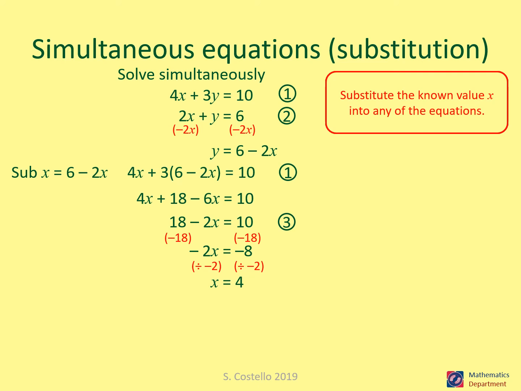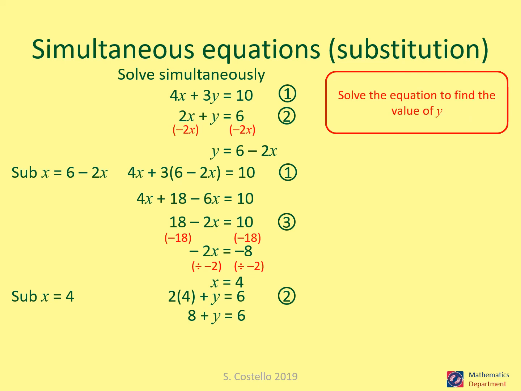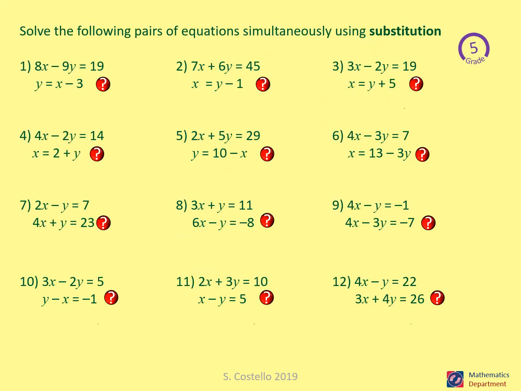So we substitute the known value of x into any of the equations. So substitute x equals 4 into line 2, and we end up with 8 plus y equals 6. So we solve this equation to find the value of y. Minus 8 from both sides, y equals minus 2. Final answer, x equals 4 and y equals minus 2.